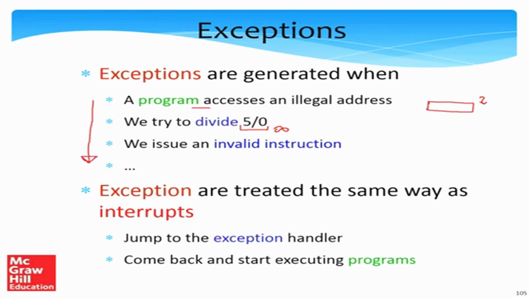Exceptions are handled the same way as interrupts. Interrupts have an interrupt handler, and exceptions have an exception handler. If you access an illegal address, then the exception handler might just terminate the program and let the user know that an illegal address has been accessed. Once the interrupt and exception handler execute, we come back and start executing programs. It might be the same program that was executing before the interrupt or exception, or it might be another program.